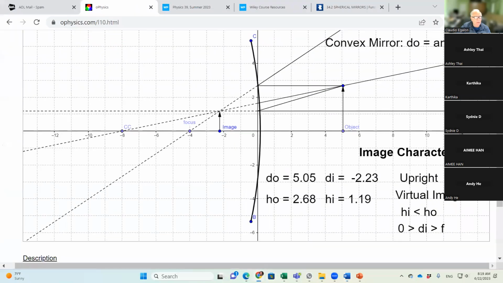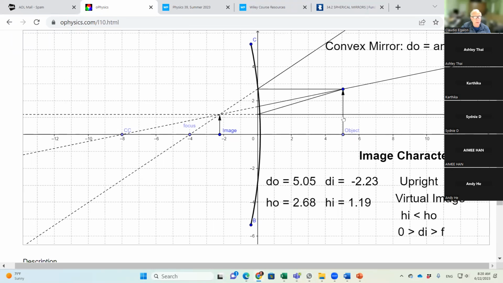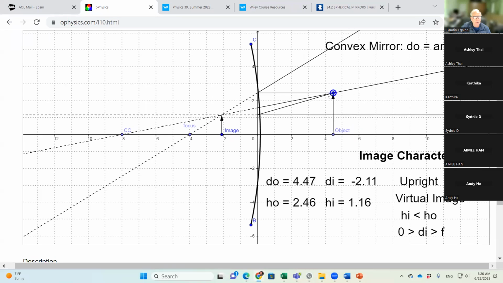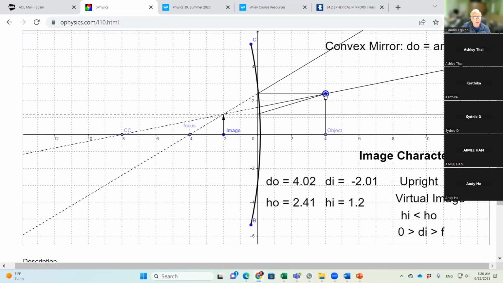Let's take a look at the simulation. I'm going to put the position of the object equal to this one. So the position of the image is half the focal distance. And the image is going to be smaller.